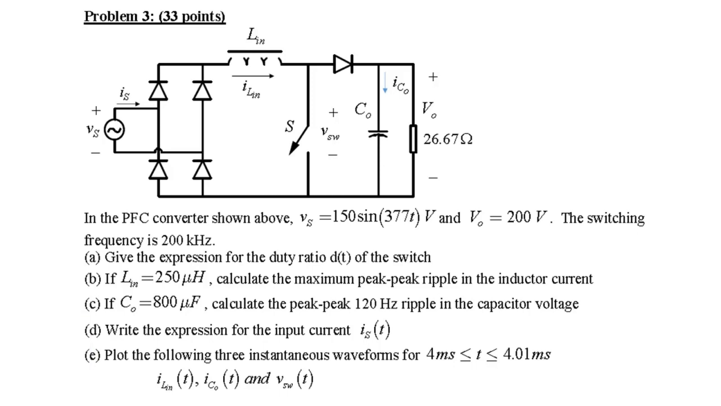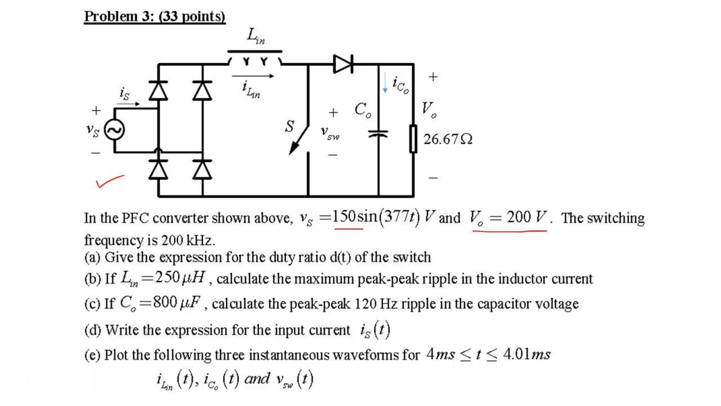In this video, we will take up problem 3 of the sample midterm exam, and this problem is related to the power factor correction circuit. So the schematic of the boost based PFC is shown. The input voltage is sinusoidal voltage 150 volts peak, and the output voltage is also given. It is 200 volts DC, okay?